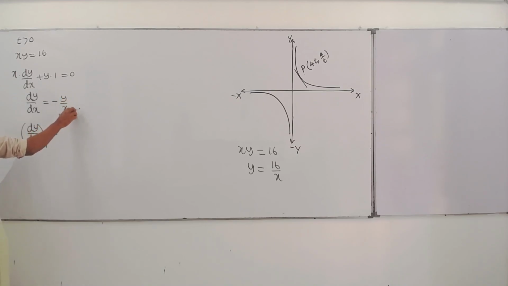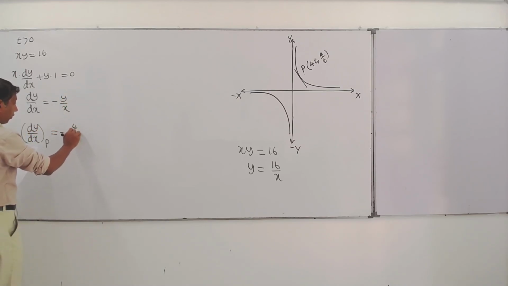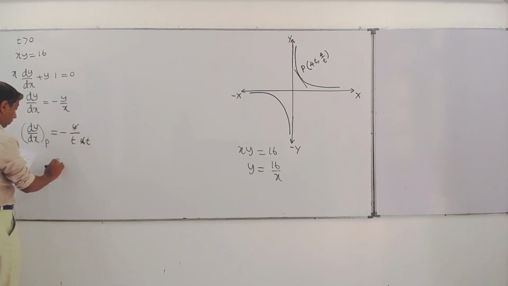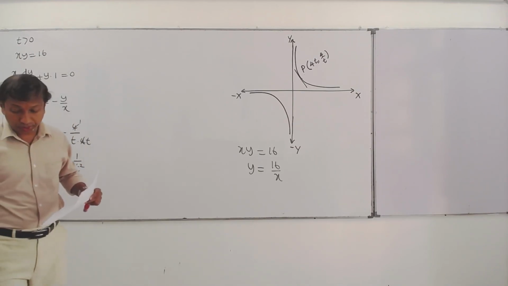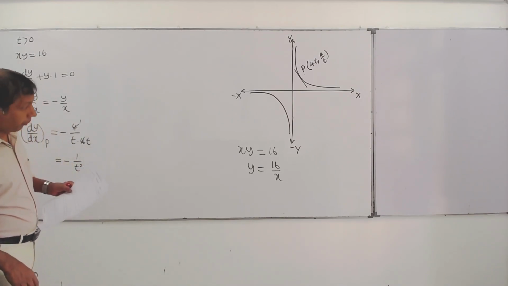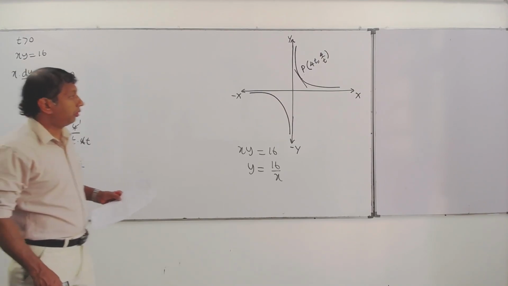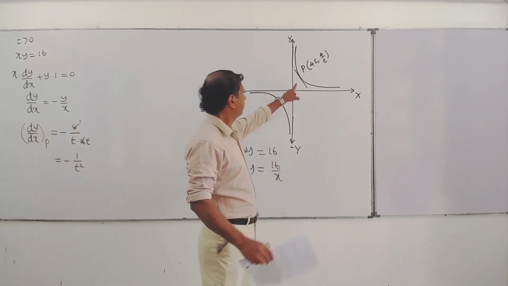Now we can write dy by dx at the point P. Put in the x, y coordinates of the point P. The y coordinate is 4 over t. The x coordinate is 4t. Cancelling these two, we get minus 1 over t squared. That is the gradient of the tangent here.